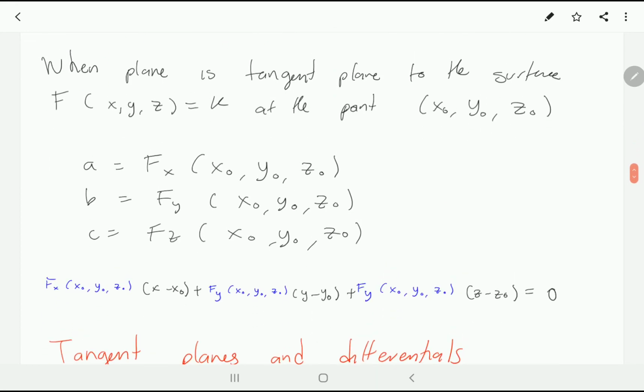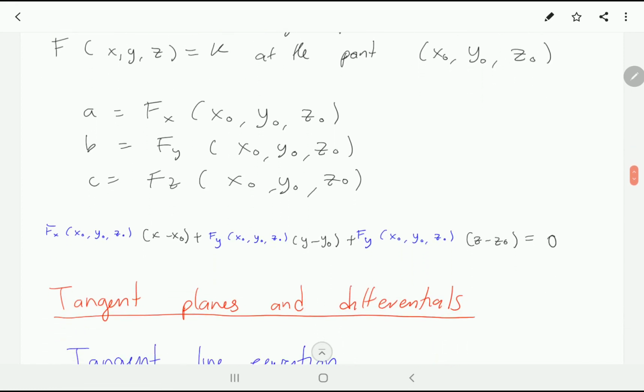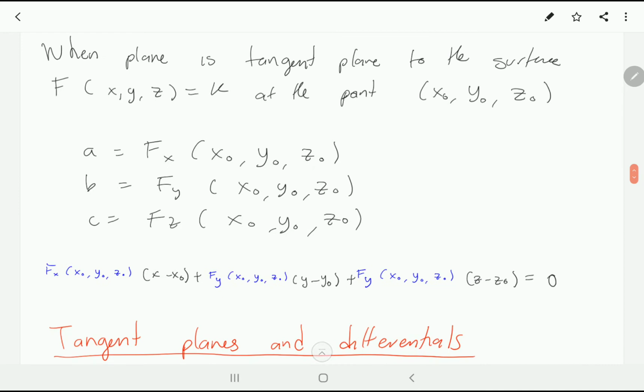Then here's an equation to find the plane that is tangent to the surface. And here I've explained the generic equation of planes. Now a is the partial derivative with respect to x, and then b with respect to y, and c with respect to z.